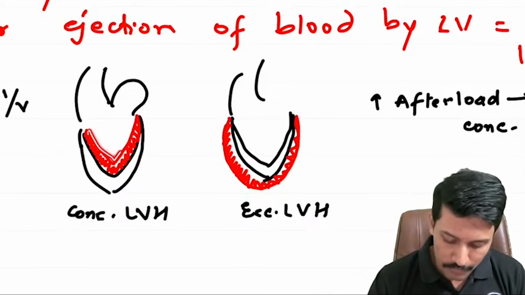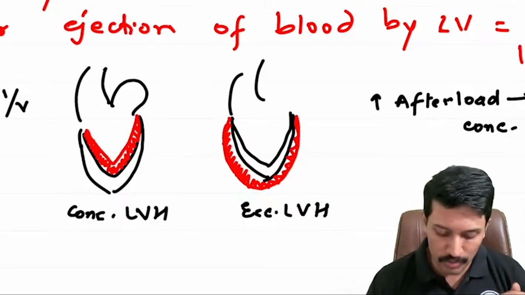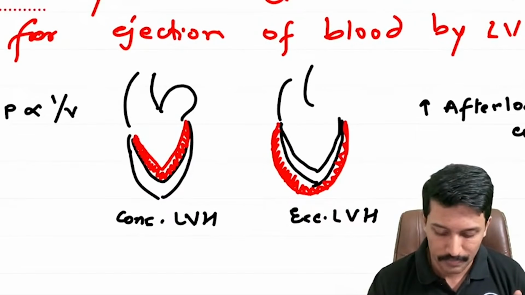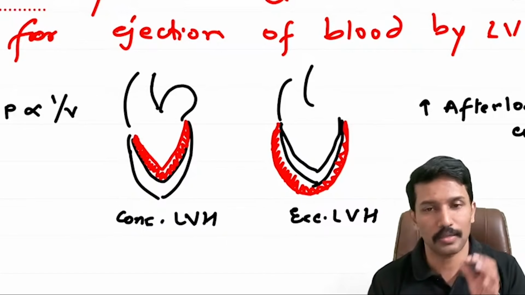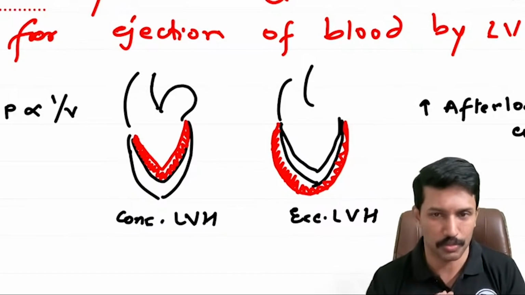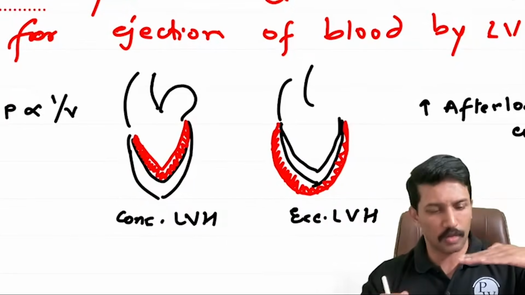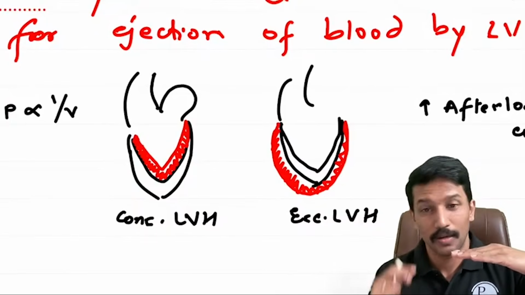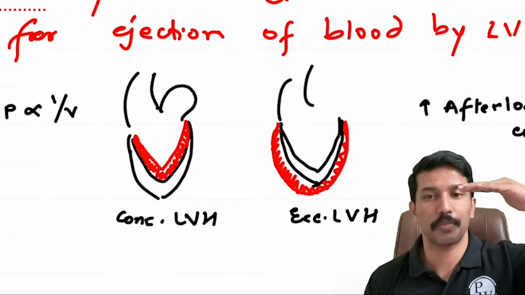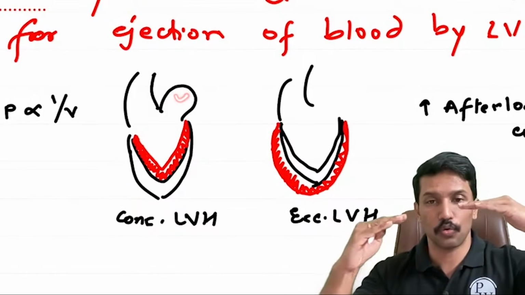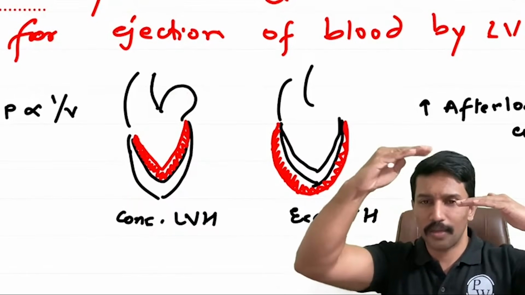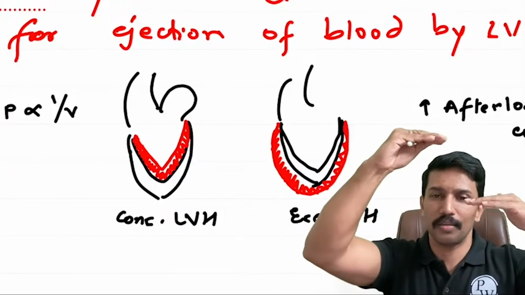So if the volume of the ventricle is reduced, what happens to the pressure inside the ventricle? Pressure inside the ventricle increases. And yesterday I told you that fluids move from a high pressure to a low pressure zone. So let us say this is the normal ventricular pressure. Now I developed concentric LVH, and ventricular pressure increased this much. To fill this ventricle, the pressure in the left atrium has to go above that of the left ventricle. So left atrial pressure will increase.